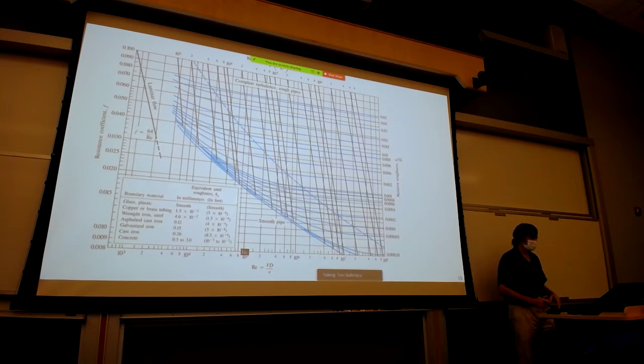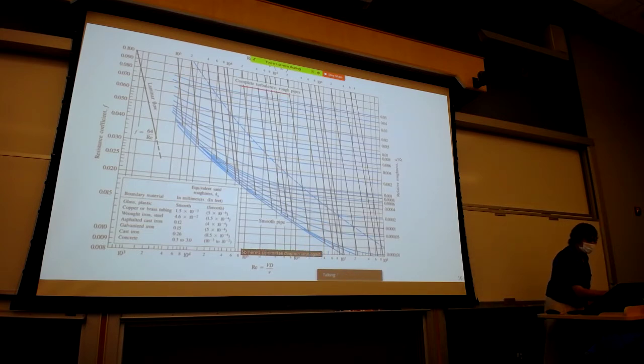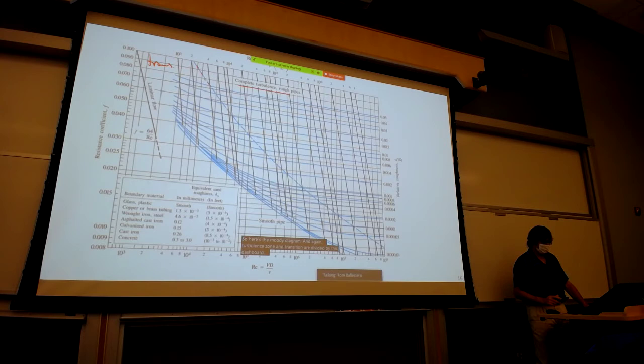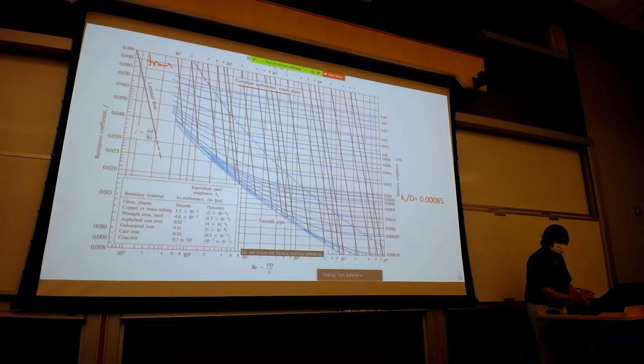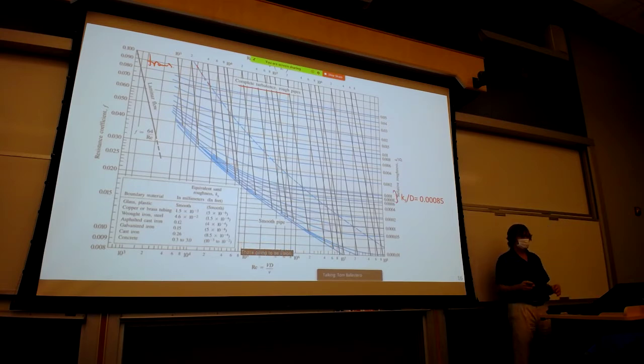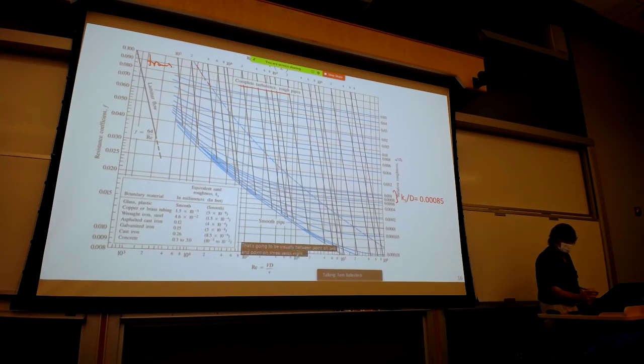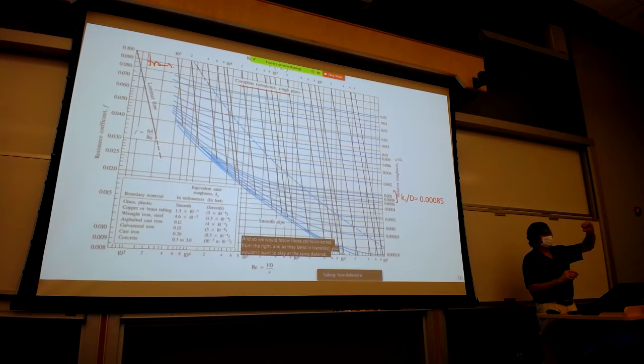So here's the Moody diagram. And again, turbulent zone and transition are divided by this dashed blue line. So we know we have a relative roughness of 0.00085. That's going to be visually between 0.0005 and 0.001. And so we would follow those contours across from the right, and as they bend in transition, we would want to stay at the same distance visually in between those two.